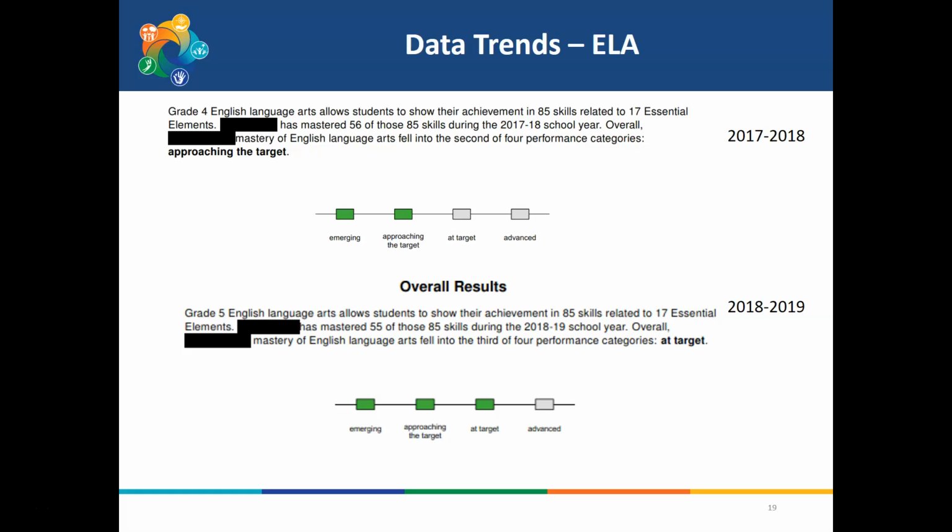A great use of the reports would be to look at data trends for the same student to look at progress and growth. A student who was in grade 4 in 2017 to 18 at one of our special schools mastered 56 out of 85 skills for concepts in grade 4 and performed at approaching the target. That same student mastered 55 out of 85 skills for 5th grade and performed at target. It is important to remember that the linkage level and the elements assessed might not be the same, but a teacher might find this information useful.